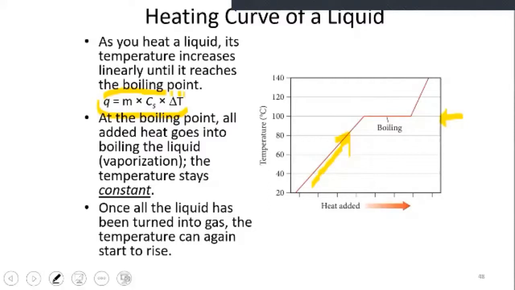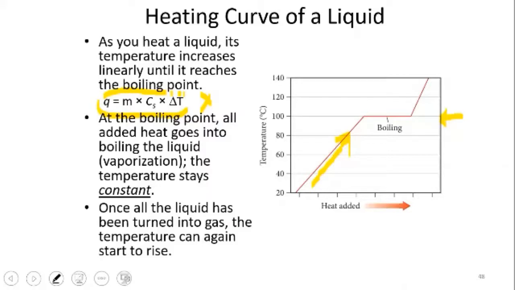Now notice that once the liquid has completely been converted into gas, now all you have is gas, and so the temperature can start to rise again. Once more, you will use that MCAT formula. But in this case, the specific heat portion, the C sub S, will be not for the liquid, but for the solid phase of the substance. All right. So the heating curve allows us to track and calculate the amount of heat required to transform X amount of liquid into, let's say, X amount of gas or vapor at a particular temperature.